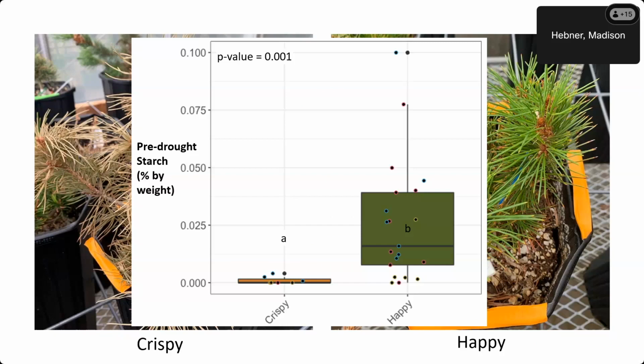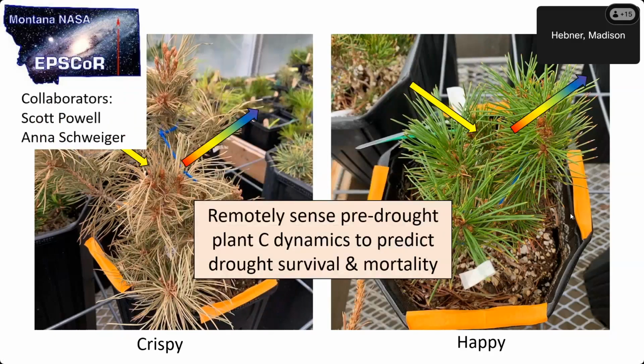So if we're able to measure carbohydrate levels before a drought, then we may be able to predict whether an individual will survive or die of drought, which is pretty awesome. Recent work has shown that you can remotely sense these carbohydrates using remote sensing tools. That brings us to Sean's current focus, a project funded by Montana NASA EPSCoR with collaborators Scott Powell and Anna Schweiger, with the goal of remotely sensing pre-drought plant carbon dynamics to predict drought survival and mortality. So, a very cool project and cool direction.